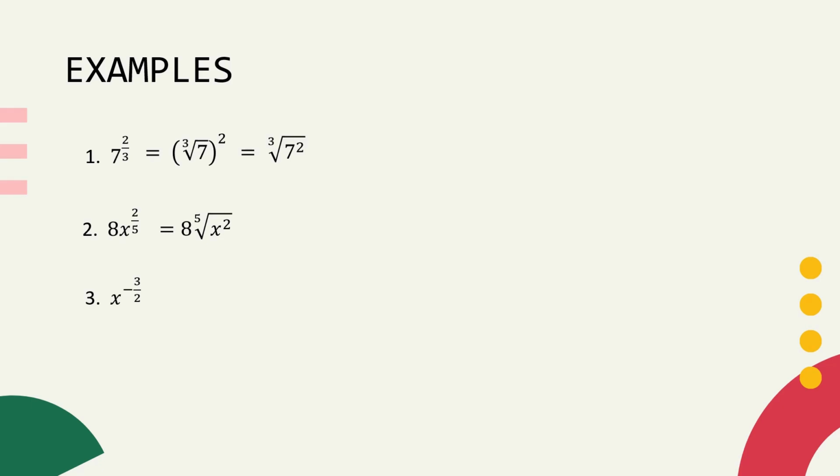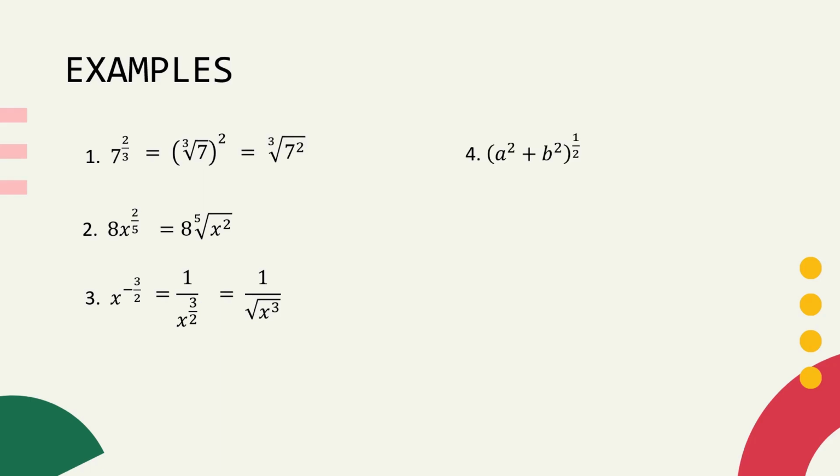We have here our third example, x raised to negative 3/2. Before we convert this into radical, let's first take the definition of negative exponent. So x raised to negative 3/2 becomes 1 over x raised to 3/2. Now we can convert this into radical, wherein 2 will be the index and 3 will be the power. Thus, we have here 1 over square root of x cubed. Remember that for radicals whose index is 2, we don't need to write 2 on top of the check mark portion of the radical.